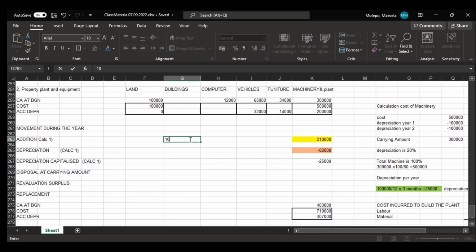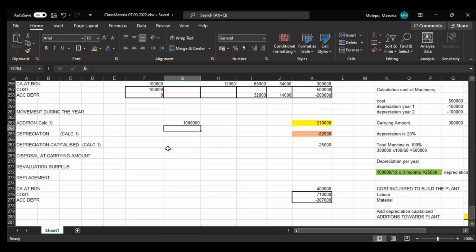So here we put the building is 1 million. Yes, it's 1 million. So it doesn't depreciate because it was completed at the end of the year. Then nothing happened on it. So the carrying amount at the end will still be 1 million. The cost of it is 1 million.